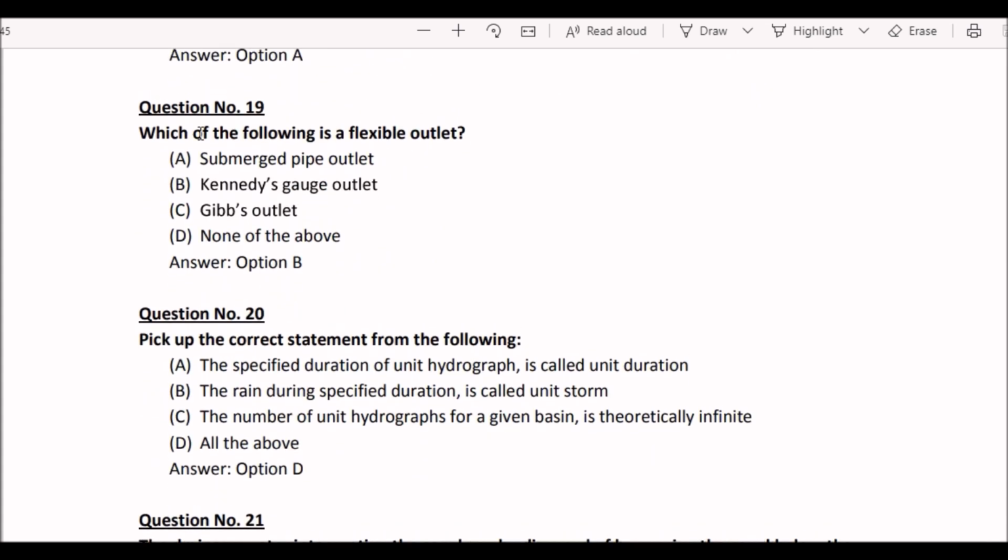Next question. Which of the following is a flexible outlet? Option A. Submerged pipe outlet. Option B. Kennedy's gauge outlet. Option C. Gibbs outlet. Option D. None of the above. Right answer is option B. Kennedy's gauge outlet is a flexible outlet.